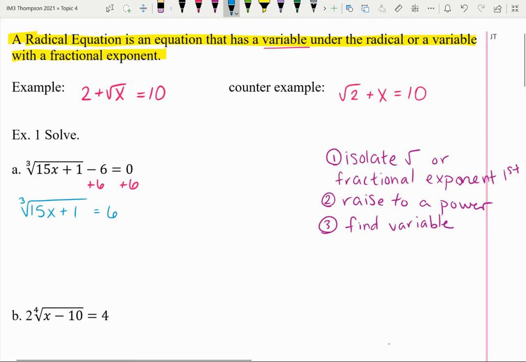If an equation had a square root, then to get rid of the square root, I would square both sides. This is a cubed root. So to get rid of the cubed root, I am going to cube both sides. So I cube the left side, and I cube the right side. I raise it to a power of 3.